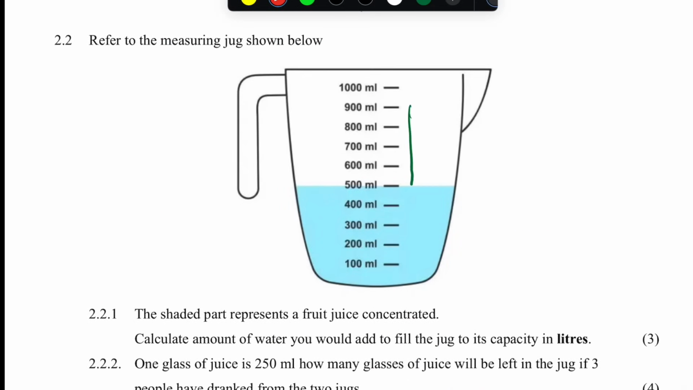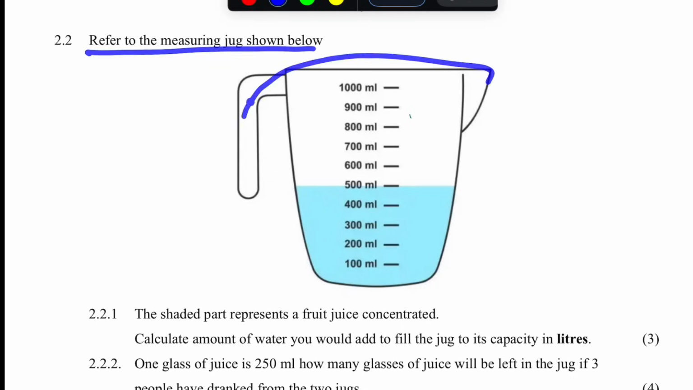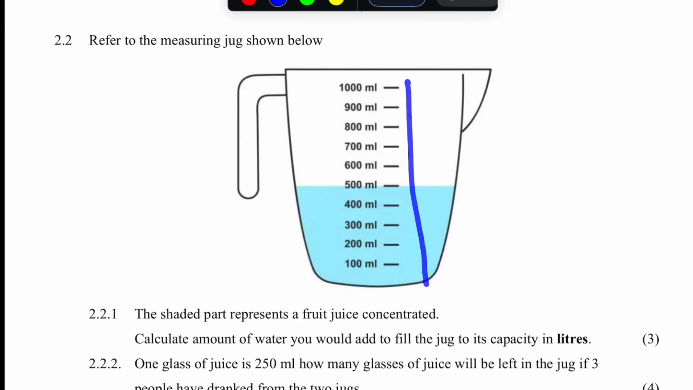This is the measurement. We have a jar here. It says refer to the measuring jar. If you look at this jar, it is 1000 milliliter. That means it's 1 liter. It's a 1 liter jar. But if you see the jar, it's filled with a juice. Whatever it's filled, it's half. It's half filled, which is 500 milliliter, which is half a liter.